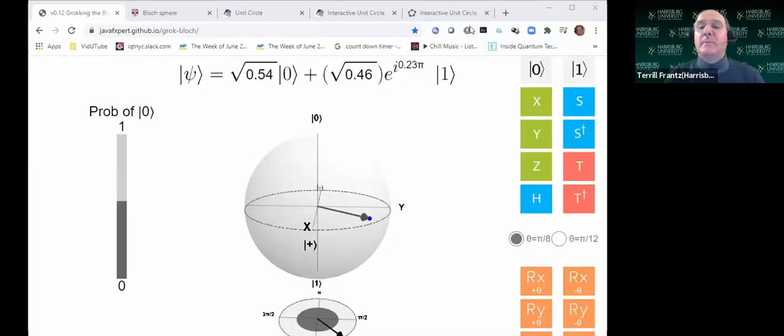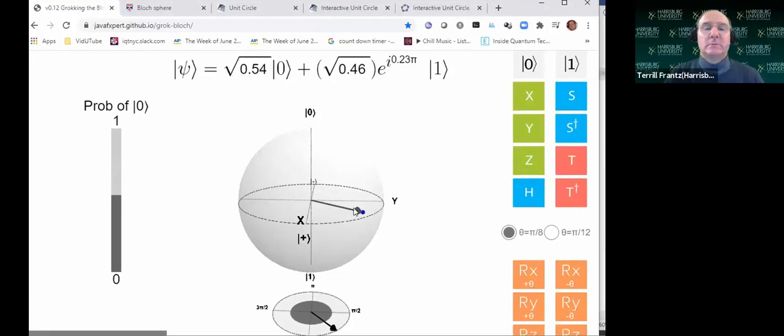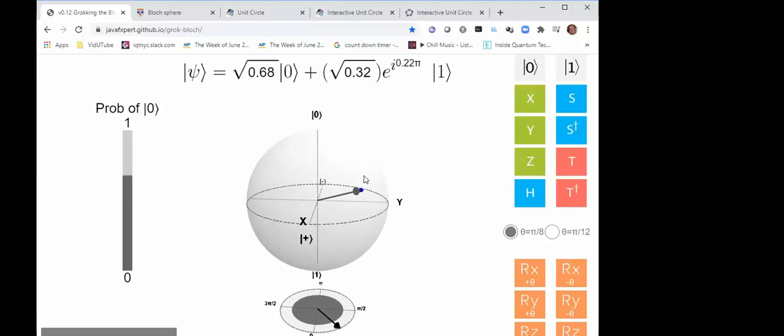So what I'm going to do is just get started with the unit circle real fast. Let me start with something else here. But first I'll go through the unit circle and make sure, because if you don't get the unit circle down, the rest is crazy. But I'll just quickly get things started with this guy here. Can you see that Bloch sphere there? Anybody? Yeah, all right.